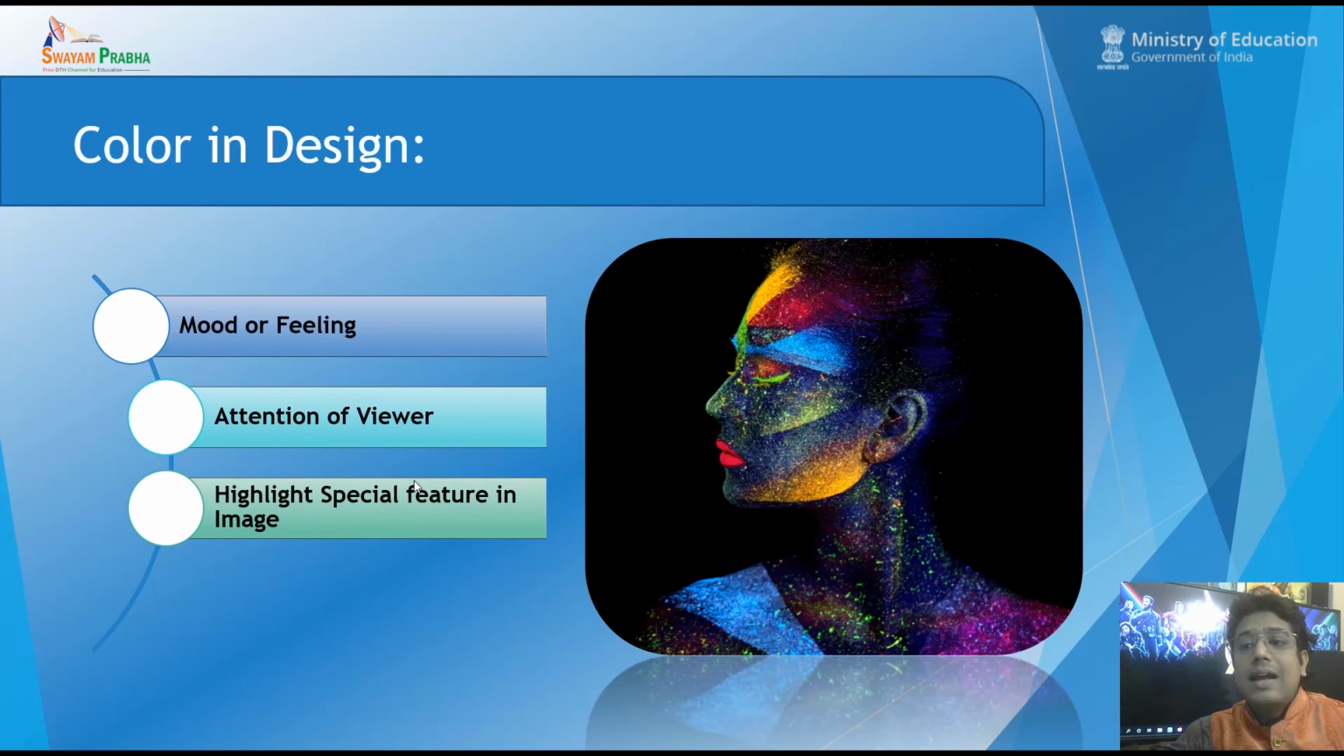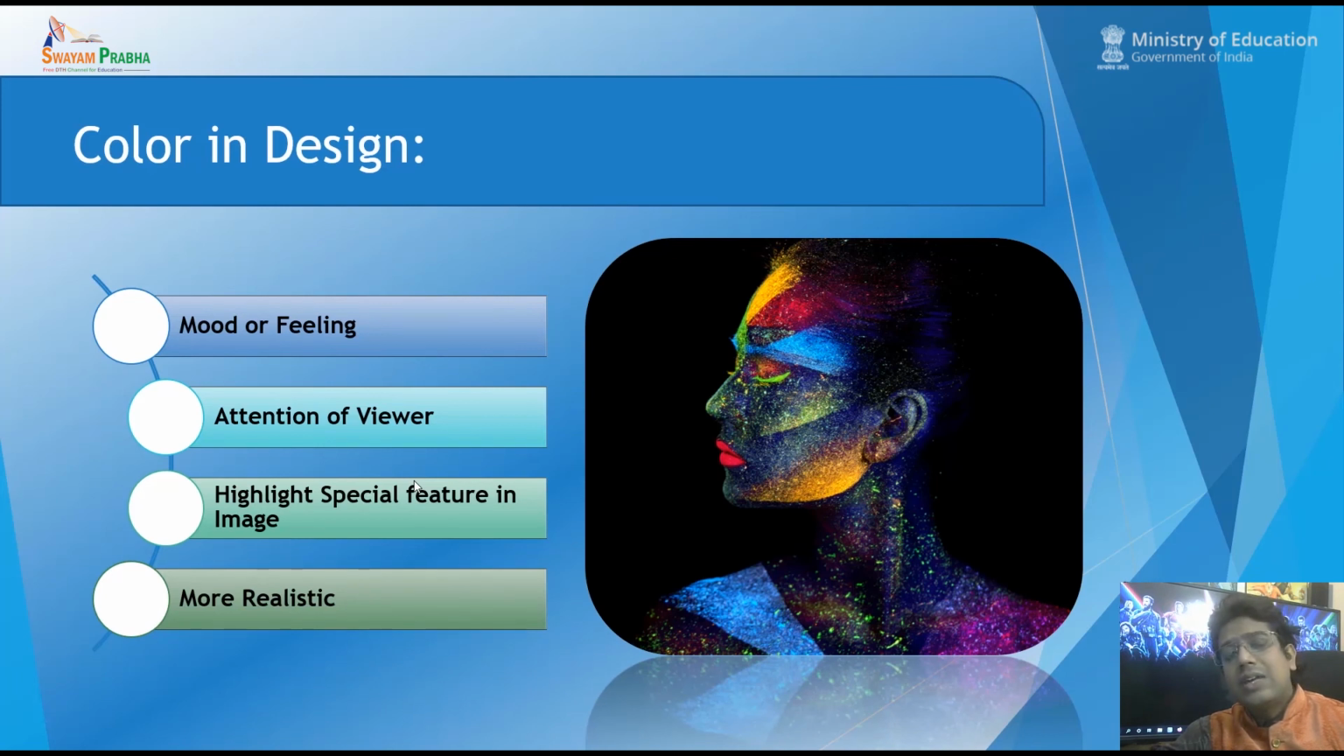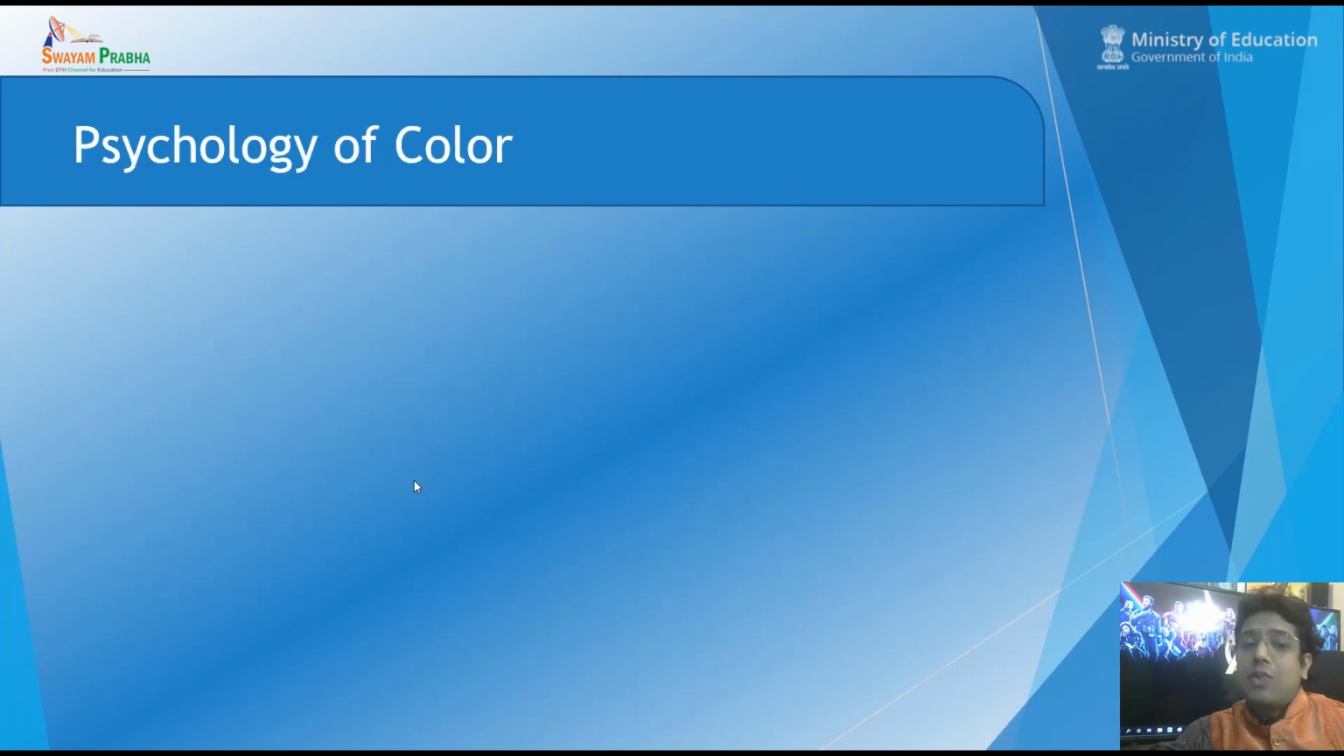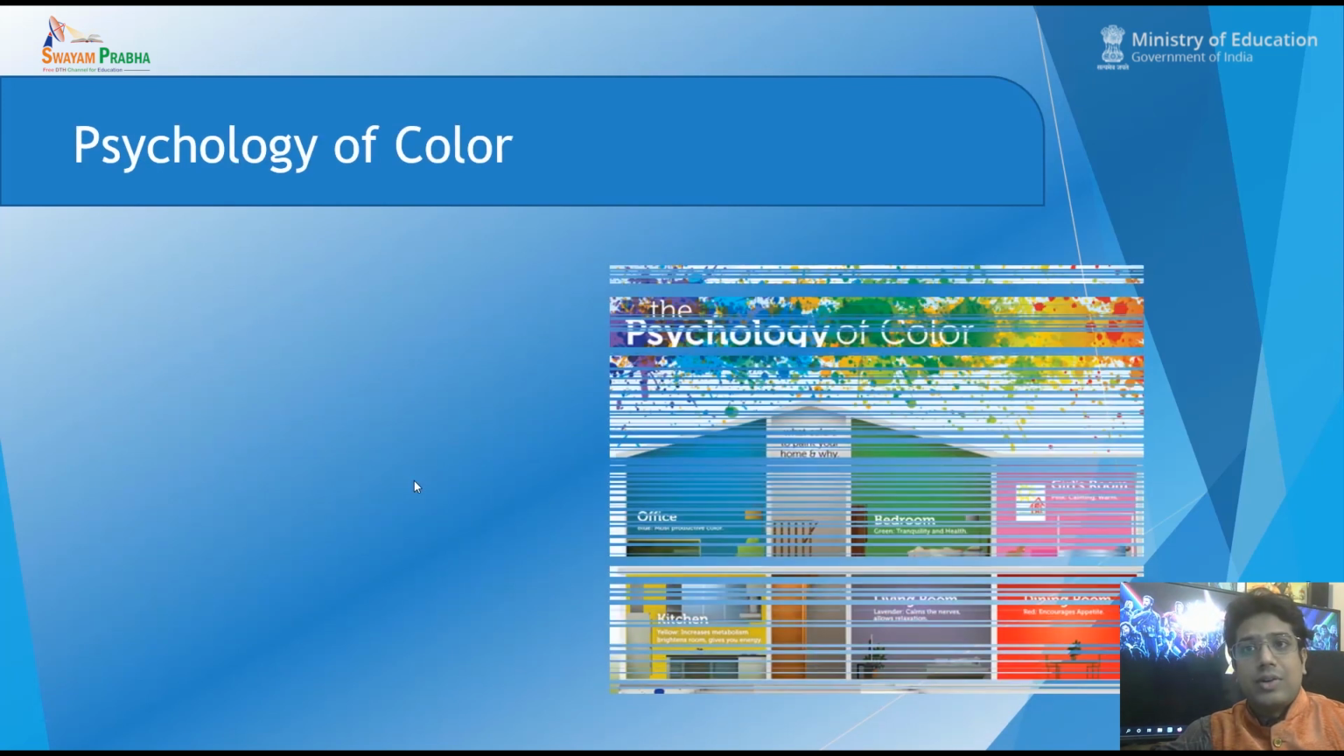Next is highlighting a special feature in images. For example, if you are working on an image with a yellow background and you have to write some text there, you can use black text, which would be automatically highlighted. Next is realism. With respect to realism, we should choose the colors carefully for more perfectness and better results, right?